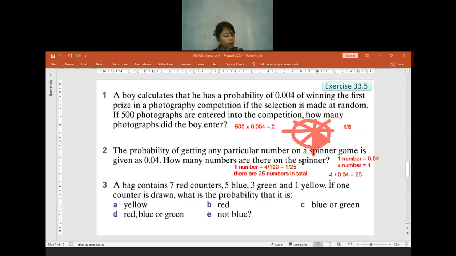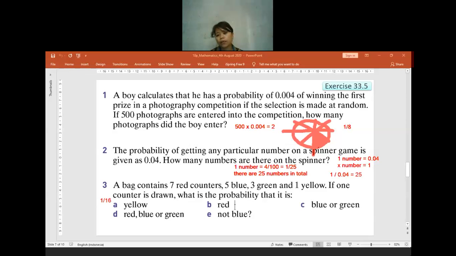A bag contains 7 red, 5 blue, 3 green, and 1 yellow counters. Now we have to find the probability of getting yellow. Before that, we can find how many counters there are in total. How many counters are there in total? 16. So there is only one yellow, so the probability is 1 out of 16. Thank you to those who already answered through the chat box. Is there anyone who is confused? No? Okay, let us move to the probability of getting red counters.